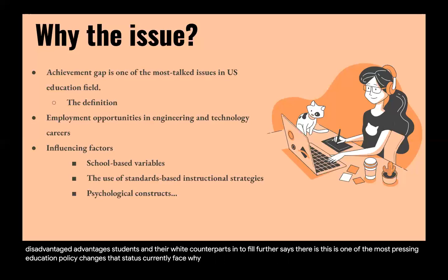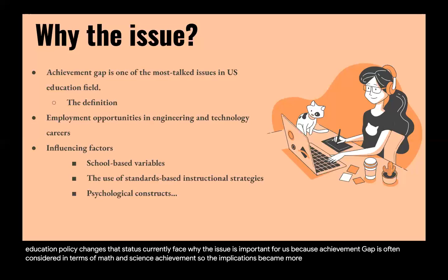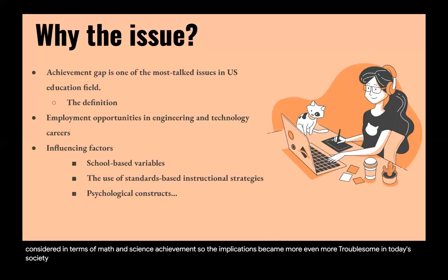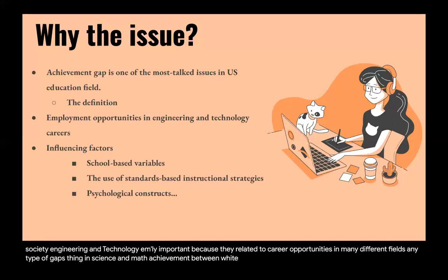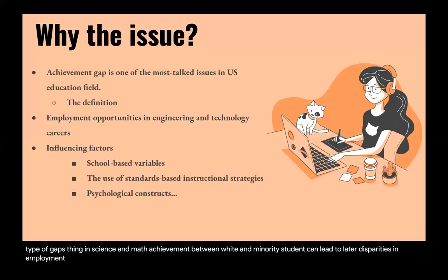Why is the issue important for us? The achievement gap is often considered in terms of math and science achievement, so the implications become even more troublesome. In today's society, engineering and technology are extremely important because they are related to career opportunities in many different fields. Any type of gap in science and math achievement between white and minority students can lead to later disparities in employment opportunities in engineering and technology careers.